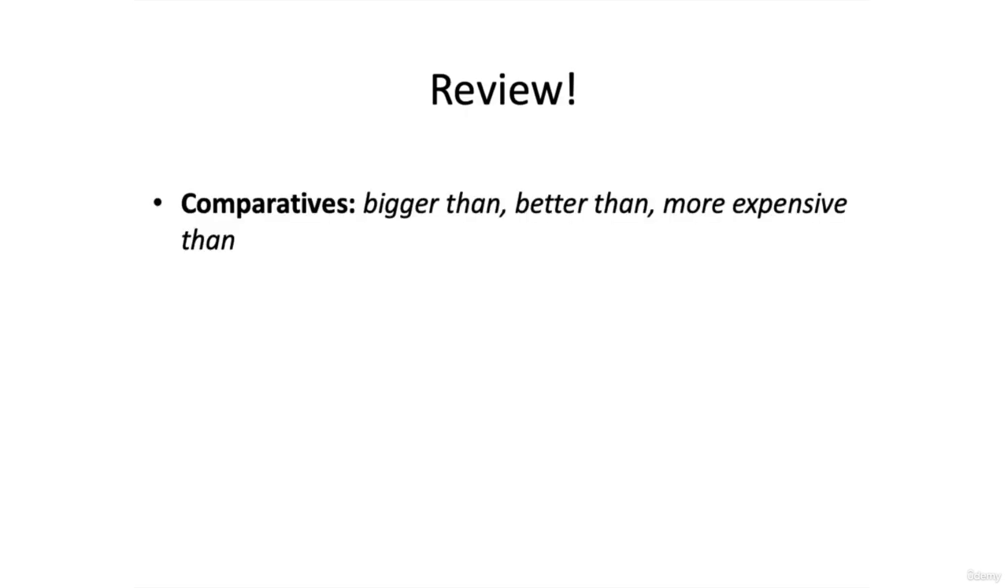Great work! Now it's time for review. Adjectives are useful when you want to describe things or compare them. Adjectives have 3 degrees: positive, comparative, and superlative. The comparative compares one person, animal, or object to another. We use it to compare 2 nouns only. For example, bigger than, better than, more expensive than.